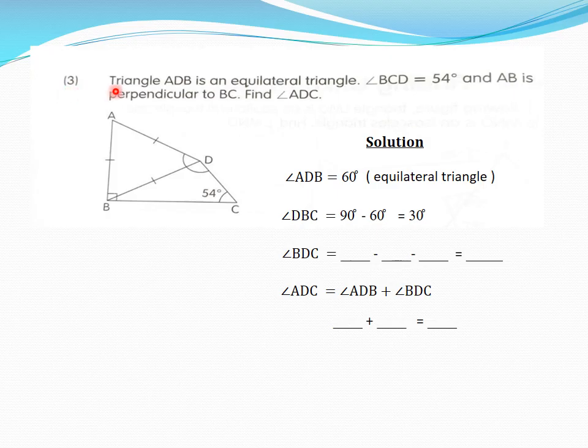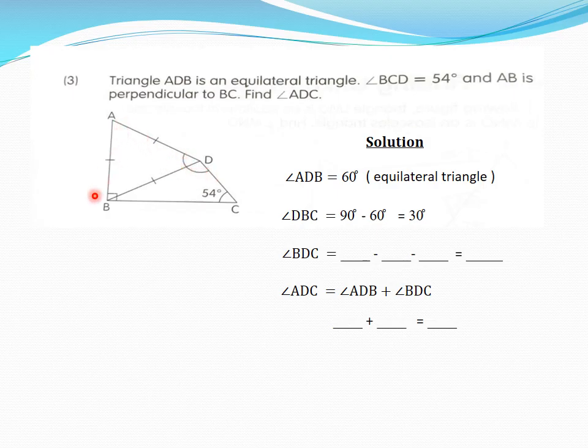Number 3. Triangle ADB is an equilateral triangle and angle BCD equals 54 degrees, and AB is perpendicular to BC. So we need to find the angle ADC here. Look at our picture together. It's the angle D that we need to find here. So it means at D we have two parts of the angle.